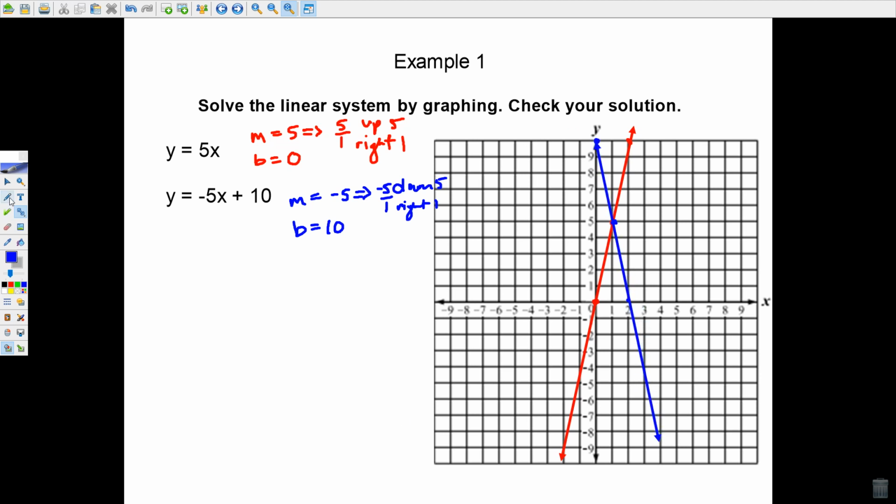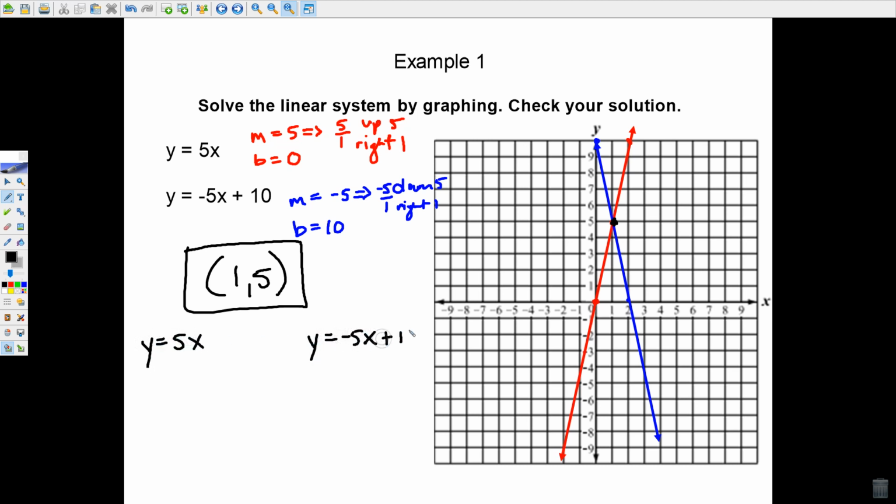I can already see the intersection. There are my 2 lines, and where they intersect is the solution to this system. This point right here is where the 2 lines intersect, and that is at (1, 5). So this is my solution to the system of equations. Now I just need to verify that it makes both equations true. This is just my check, which is the last step in those steps that I previously showed you.